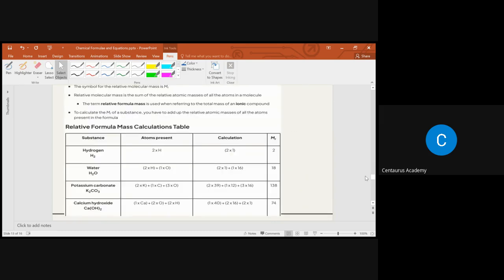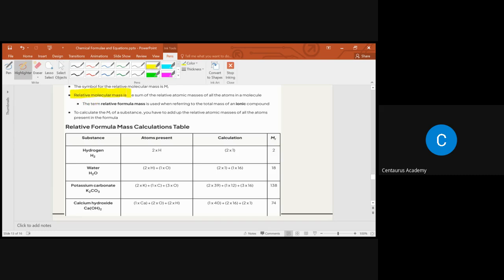Look into this one. Relative formula masses and relative molecular masses. Relative molecular masses are basically the sum of the relative atomic masses of all the atoms present in a particular molecule. Whenever there is a particular molecule, the atoms present in it have their own relative atomic mass, which is given to you in the periodic table. You always have to refer to the periodic table and sum up their relative atomic masses to give you the actual relative molecular mass for that particular compound.